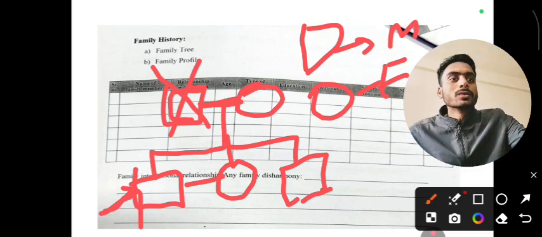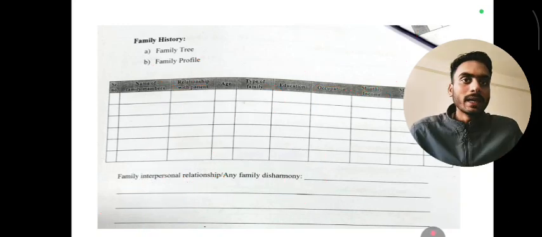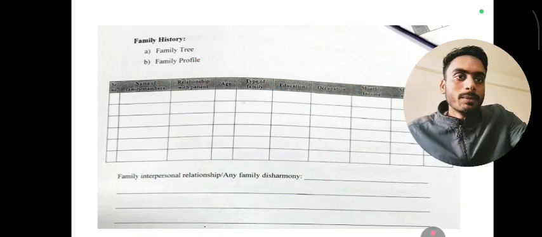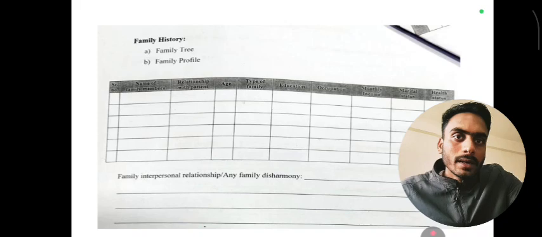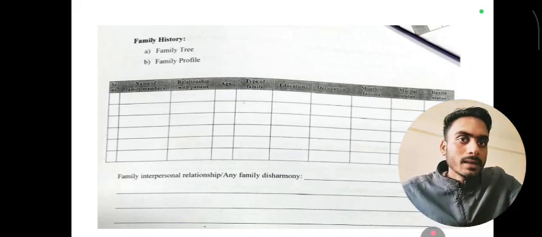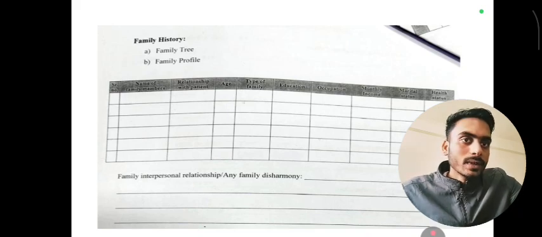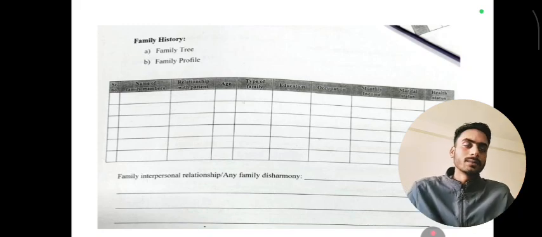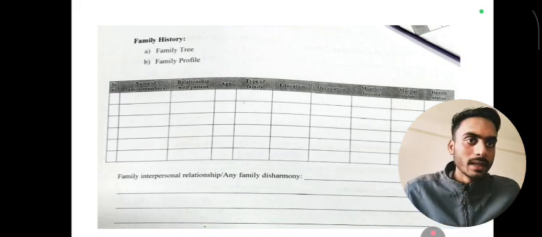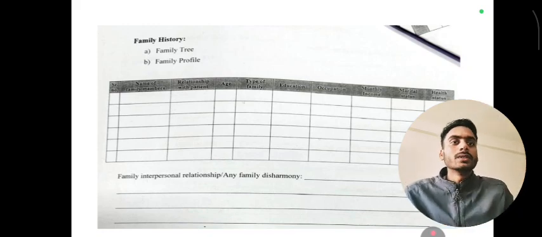Okay, so now we discuss how to write the family profile. For a family profile you just write the name of the family members, relationship with the patient like father, mother, brother, sister, age, type of family, education, occupation, monthly income, marital status, and health status, meaning whether the patient's relative is healthy or not. You just write. Okay, so this is the basic thing.